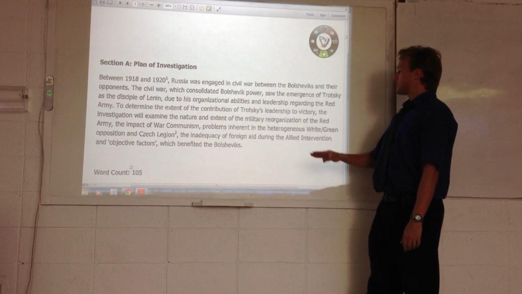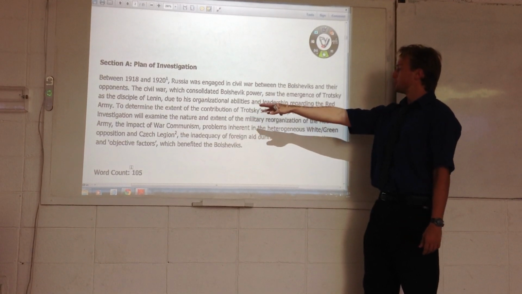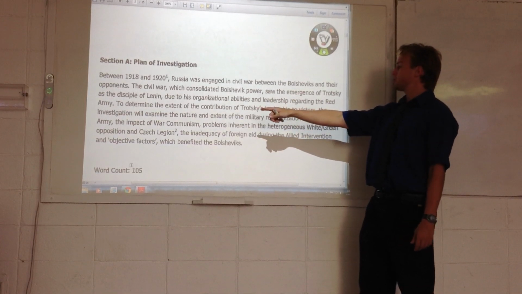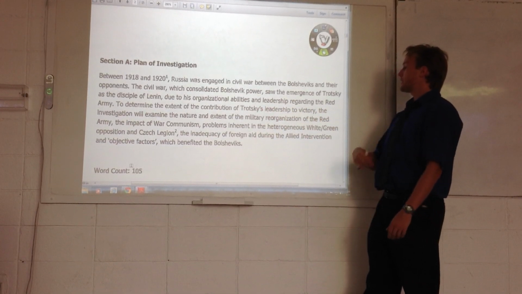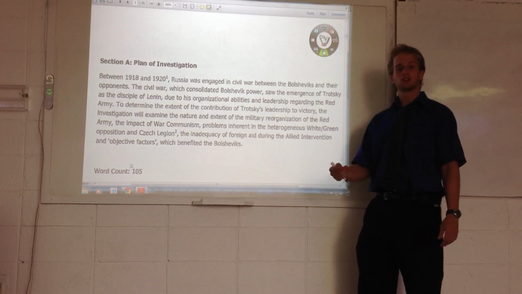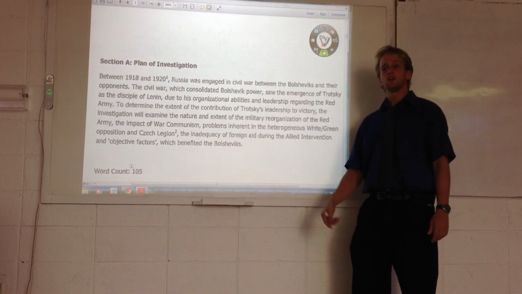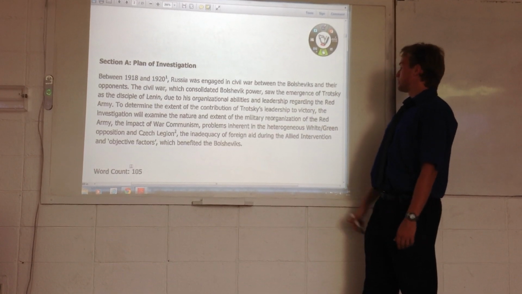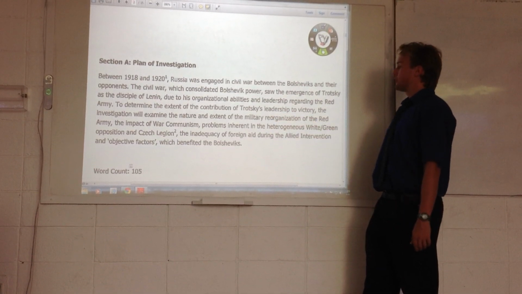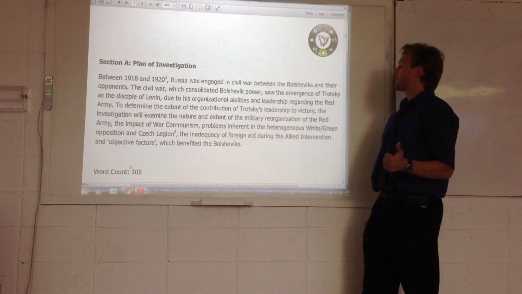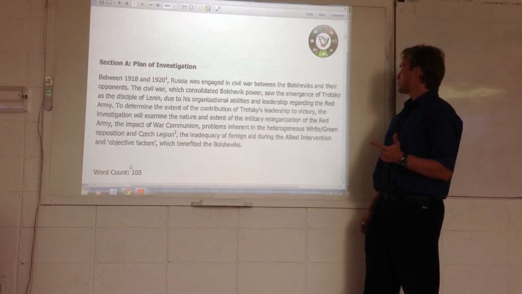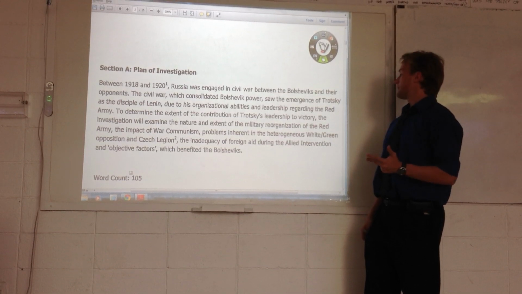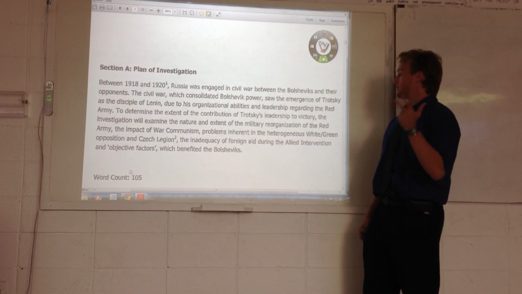So the key sentence to look at here is, to determine the extent of the contribution of Trotsky's leadership to victory, the investigation will examine the following things. And then it creates a list. Each item in the list will be a category in the next section through which facts will be made aware to the reader. So it says the military reorganization of the Red Army, that's 1. The impact of war communism, that's 2. Problems inherent in the white-green opposition, that's 3. The inadequacy of foreign aid, that's 4.